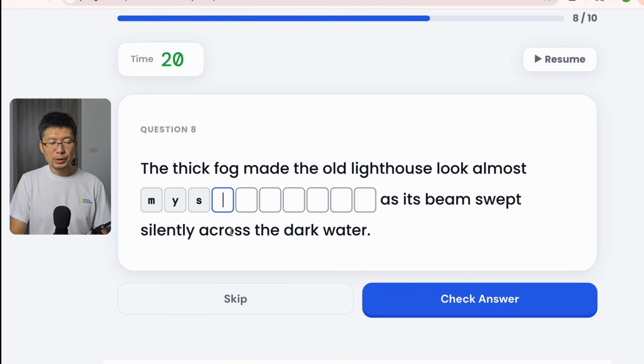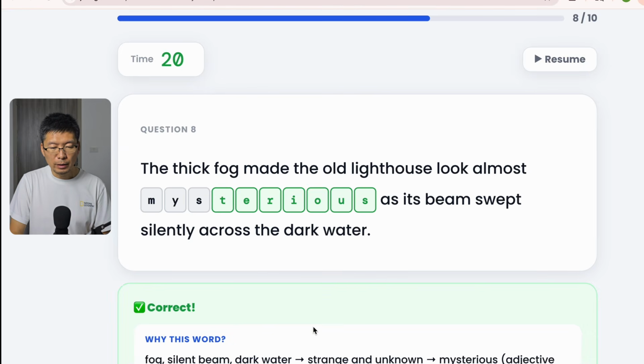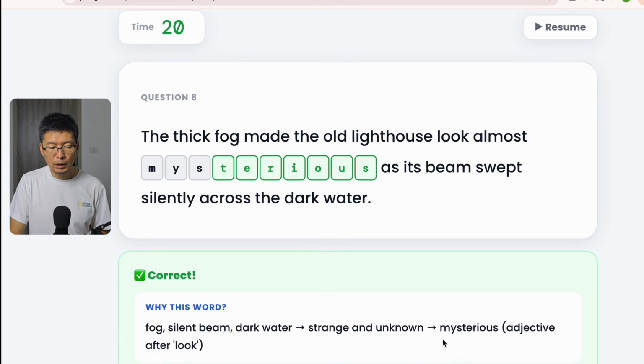Okay, the answer is mysterious. Okay. Why? Fog, silent beam, dark water. So all these things make it strange and unknown. So based on these 3 letters, the answer is mysterious. Okay, next one.